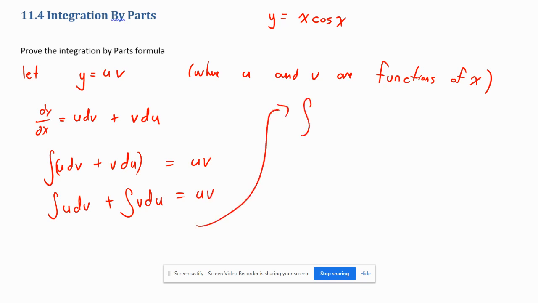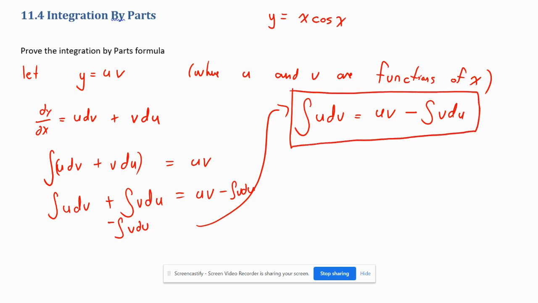Okay? And then I'm just going to do this: the integral of u dv equals uv minus the integral of v du. So all I did was subtract the integral of v du from both sides. And this bad boy is our very sweet integration by parts formula.